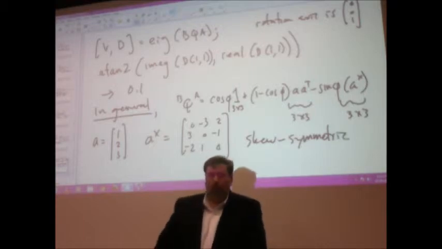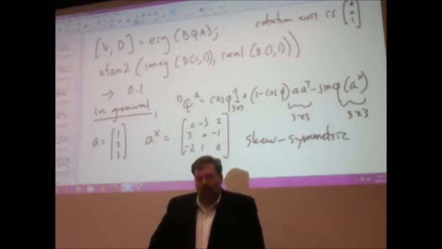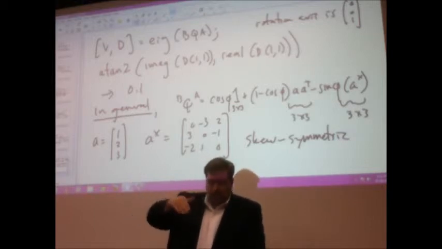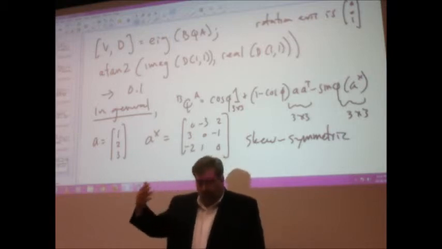Skew symmetry refers to the case where you have the same magnitude of values across the diagonal, but different signs. So in this case, this minus 3, for example, is opposite across the diagonal from the plus 3, and the plus 2 is opposite the minus 2, the minus 1 opposite the plus 1. It's skew symmetric.